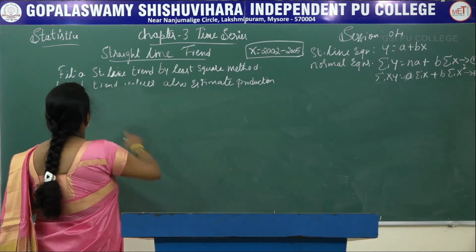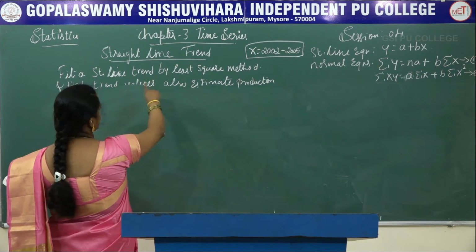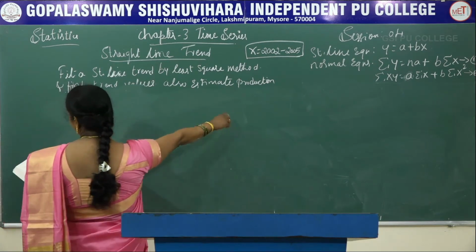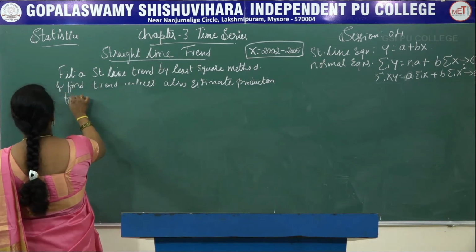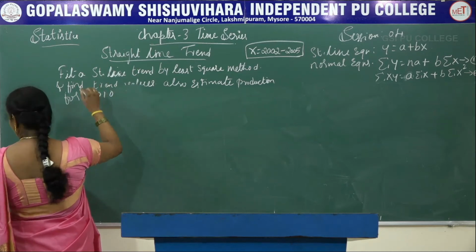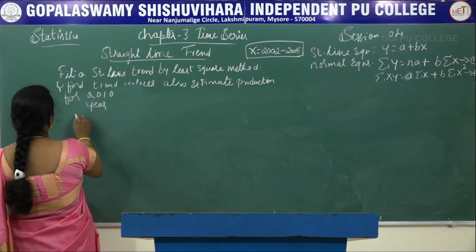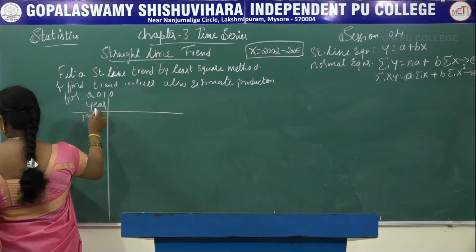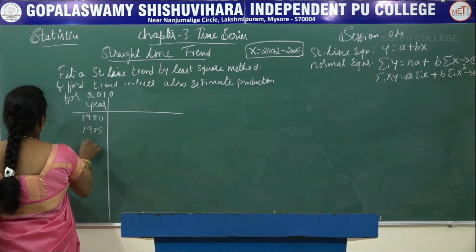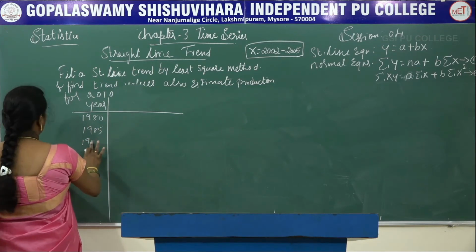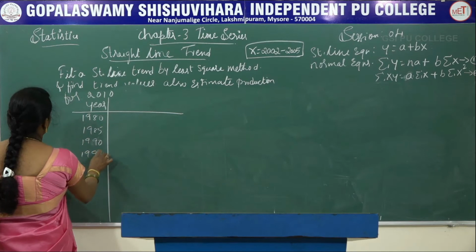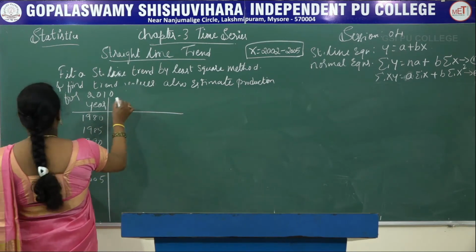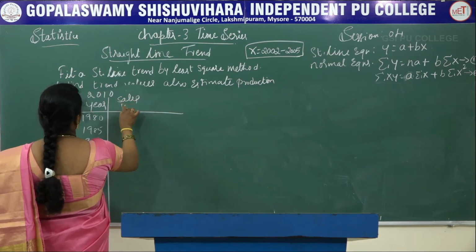Here we have to fit the straight line trend by the least square method, find the trend values, and also estimate the production for 2010. The problem is like this. The years are 1980, 85, 90, 1995, 2000, 2005, and the sales are in 1000.